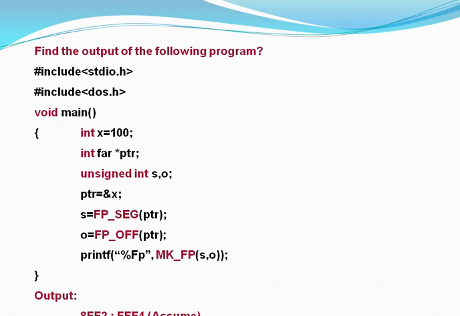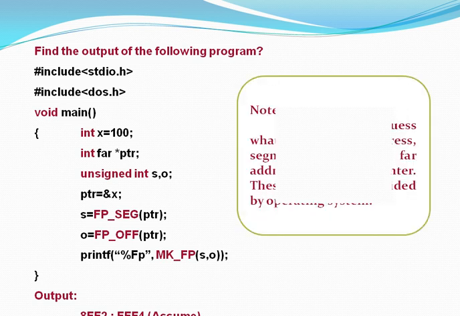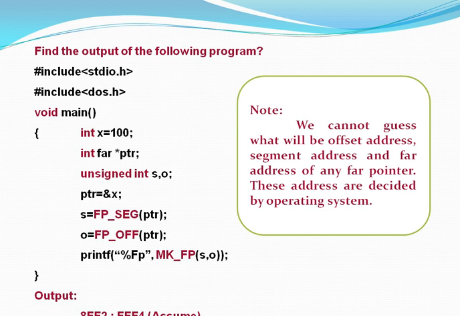So what is the output? You are having the output 8FF2:0FF4. So we cannot guess what the offset address, segment address, or full address of any far pointer will be. These addresses are decided by the operating system.